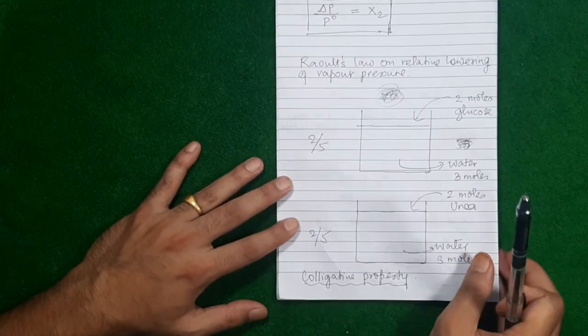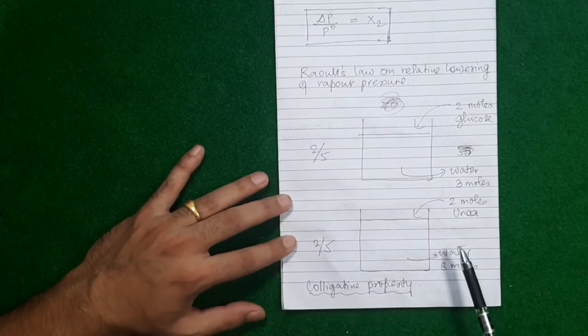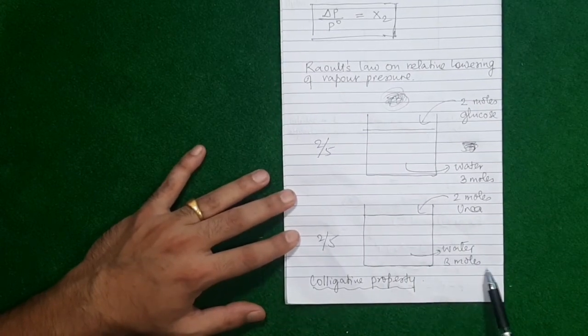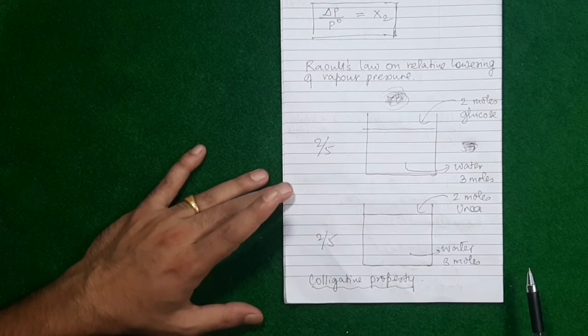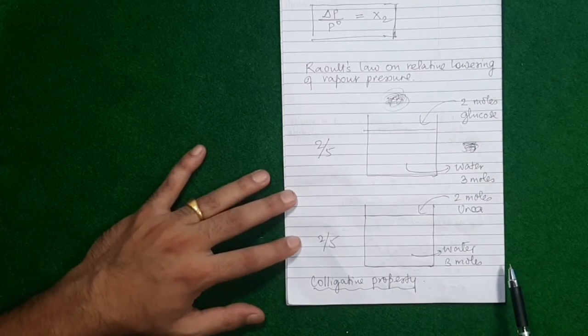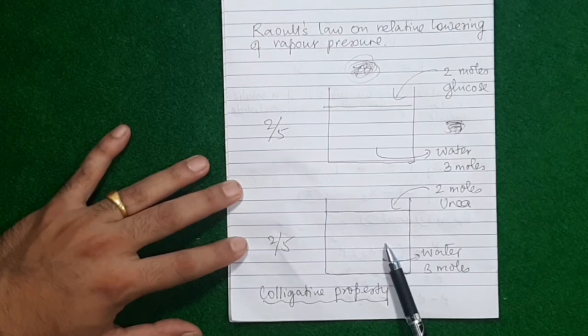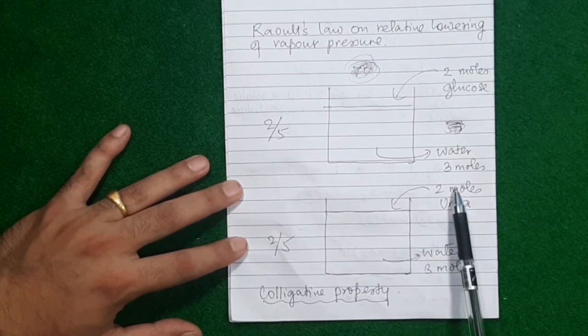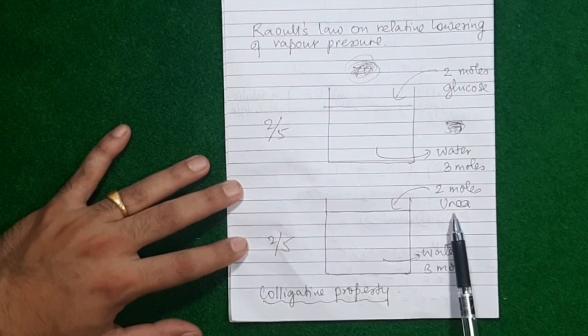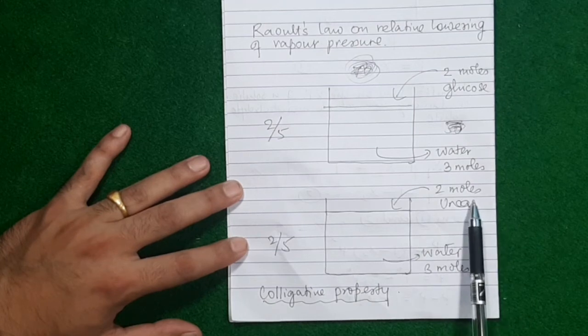Now I'll take water again, the same number of moles. I can take another number of moles, but then it will complicate things, so let me just take 3 moles of water. It's pure, and it exhibits some amount of vapor pressure. Now to this I'll add another chemically different non-volatile non-electrolyte solute. So I'm adding urea. Urea is a covalent compound, it's non-volatile, and it doesn't split into ions, so it will serve the purpose. So I've taken 2 moles of urea.